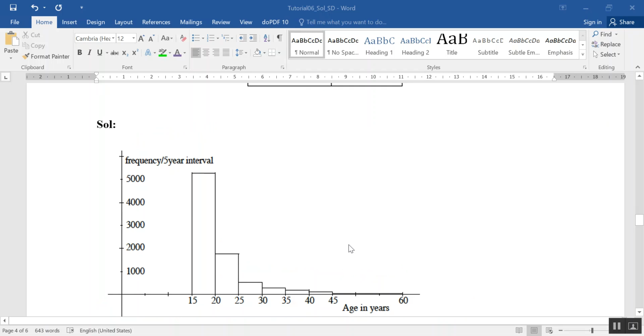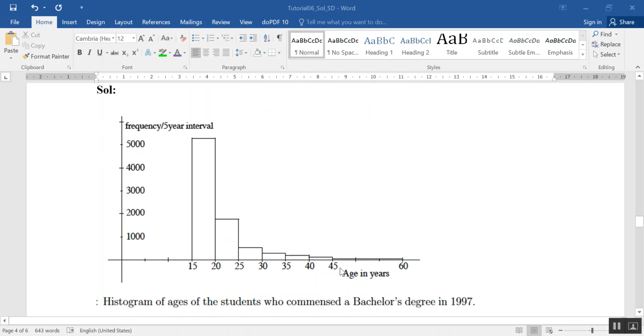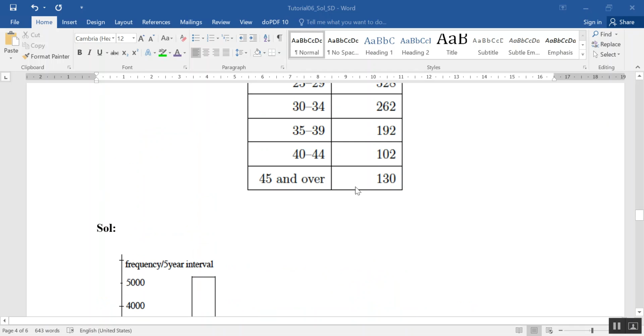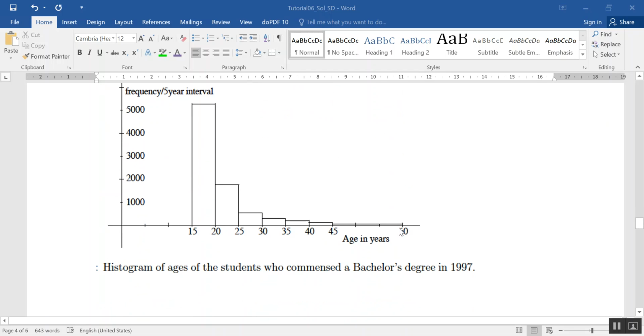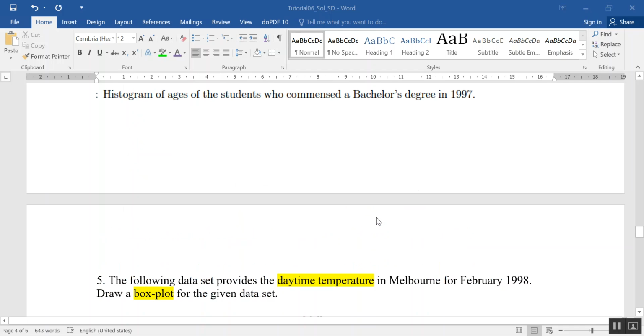So above 45, I know some of you might have just put 50, but it is open-ended, so we don't know where it ends, this 45 and over, this 130. So assuming maybe it goes up to 60, right? But your answers might vary here, right? Even if you put 50, it's not wrong, okay? We accept that answer as well, okay?